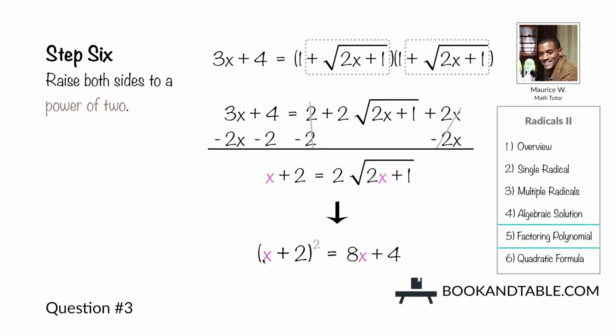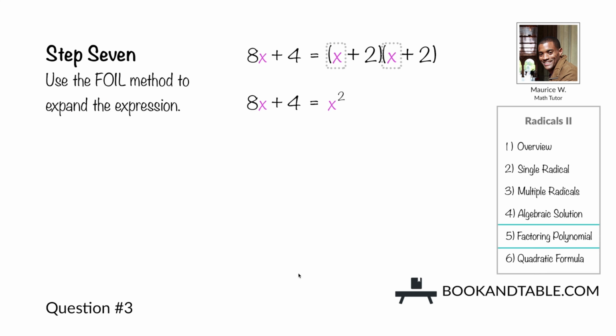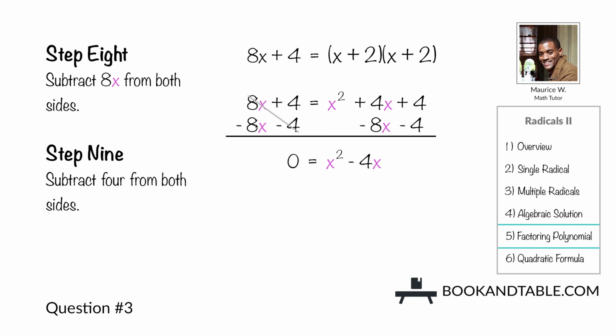And now we want to use the FOIL method to expand this expression. So we have 8x plus 4 is equal to, so we multiply the first terms, x times x is x squared. Our outside terms, x times 2 is 2x. Our inside terms, 2 times x is 2x. 2x plus 2x is 4x. And then our last terms, 2 times 2 is 4. So for steps 8 and 9, you want to subtract 8x from both sides and subtract 4 from both sides so that we can be left with 0 on one side of our equation.